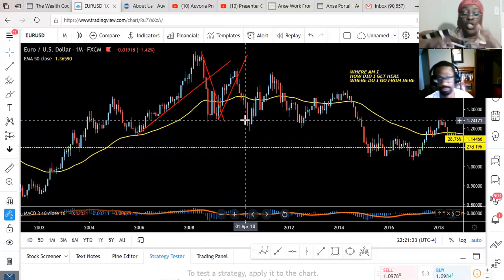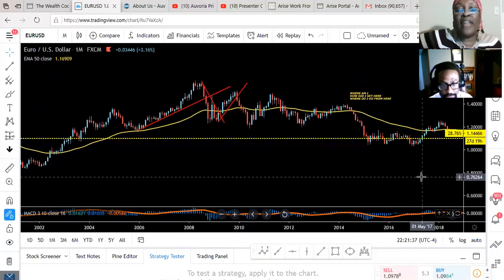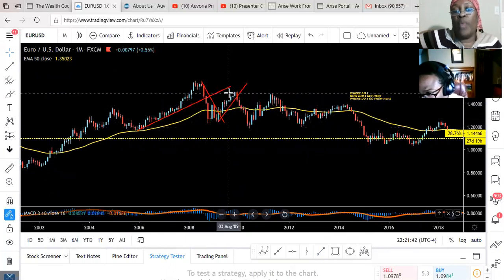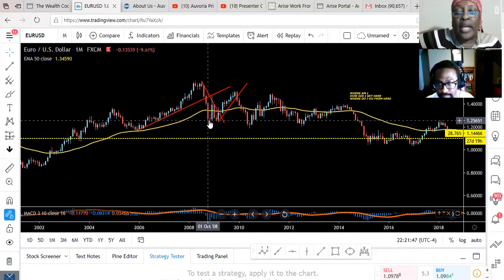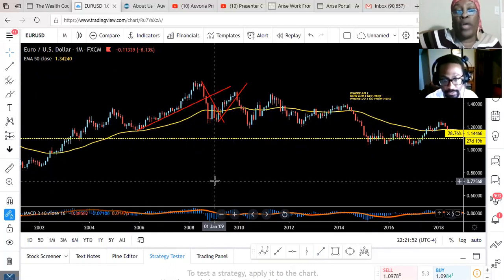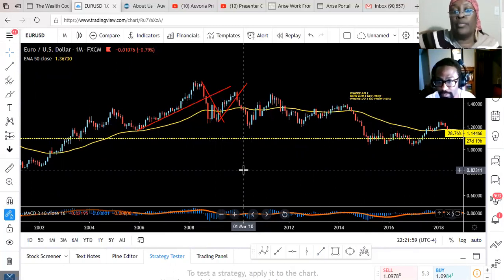Sometimes what you'll see is price will just go impulse, correction, continuation. But oftentimes there is a little consolidation between the correction and the continuation. So look for it, because consolidation is the beginning of a flag pattern. And that's important too.